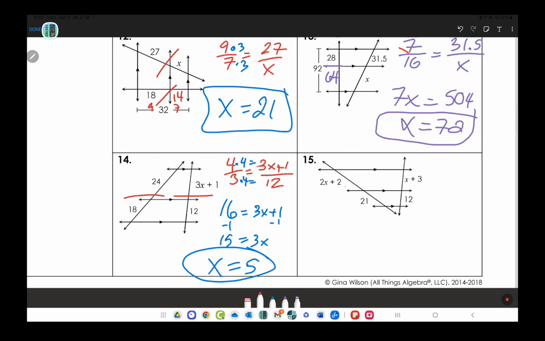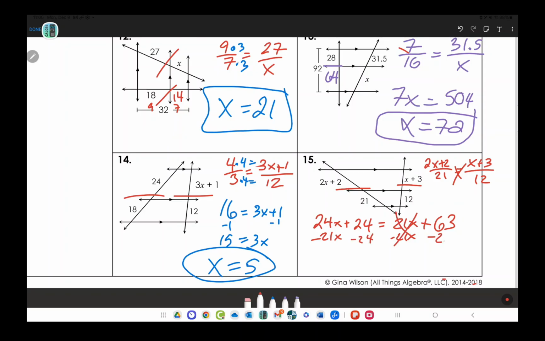Now for this one, there's no way to simplify this, so we're going to leave this as 2x plus 2 over 21 is equal to x plus 3 over 12. Cross multiply here, we get 24x plus 24 is equal to 21x plus 63. Subtract 21x. Subtract 24. 3x equals 39, which means x equals 13.